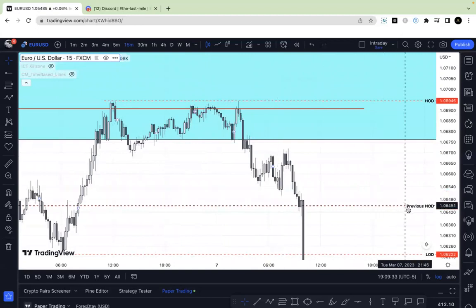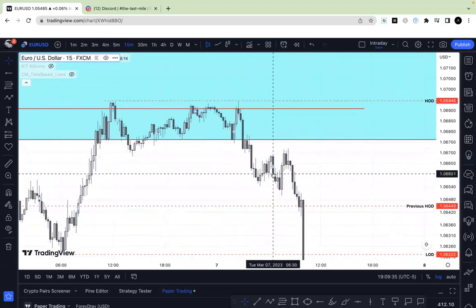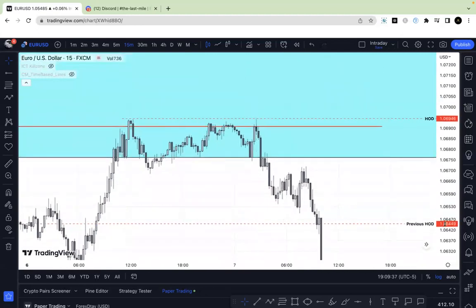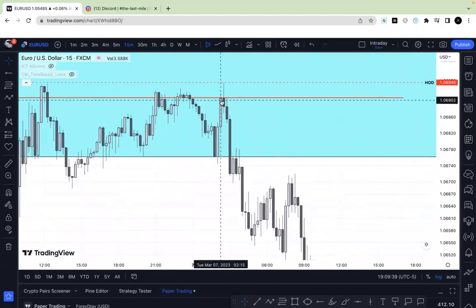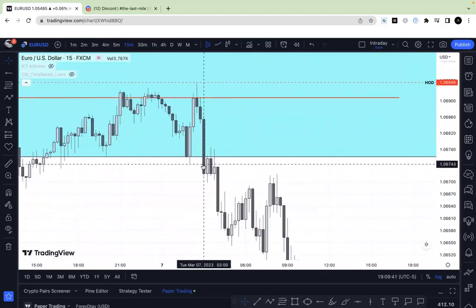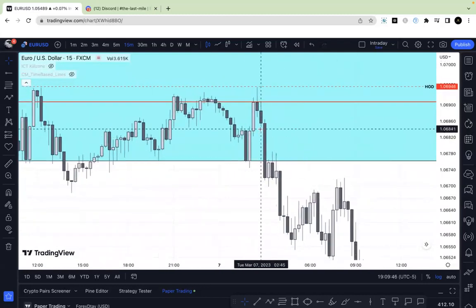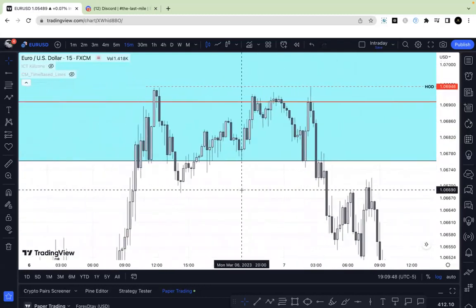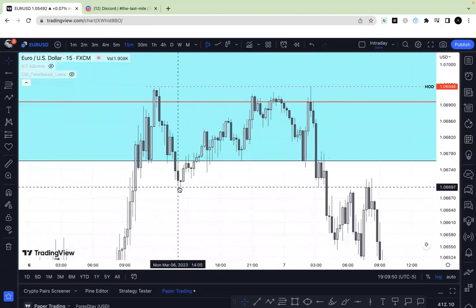High of the day happened, previous high of the day, valid zone in between. Price does come up, or it broke down. Fair value gap was formed. You could have had an entry right here on the fair value gap fill. You can see it right here. So after, price continued bullish.